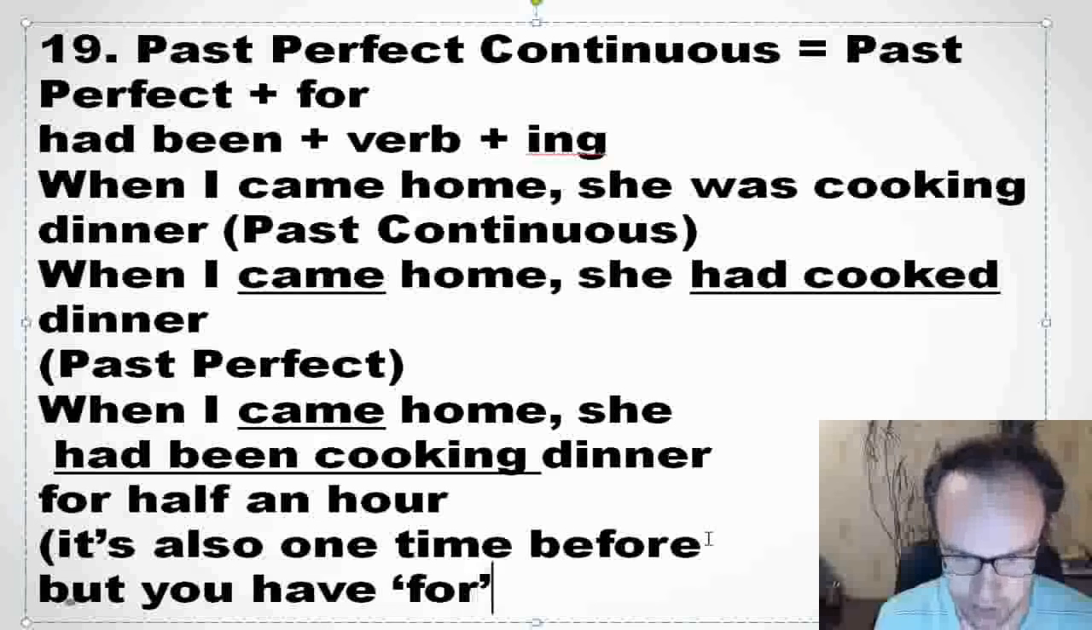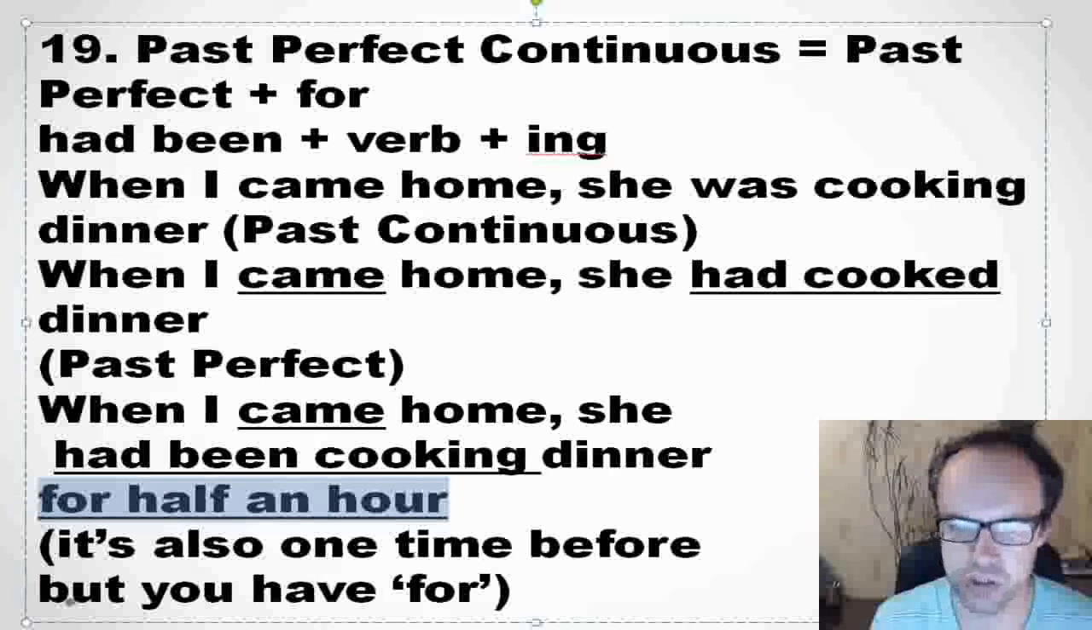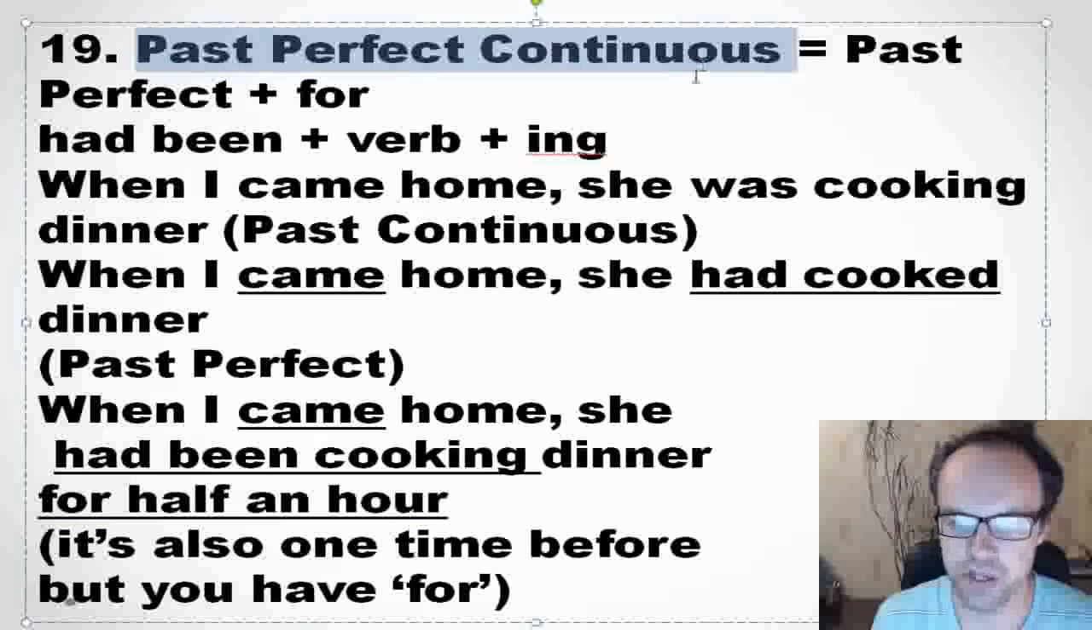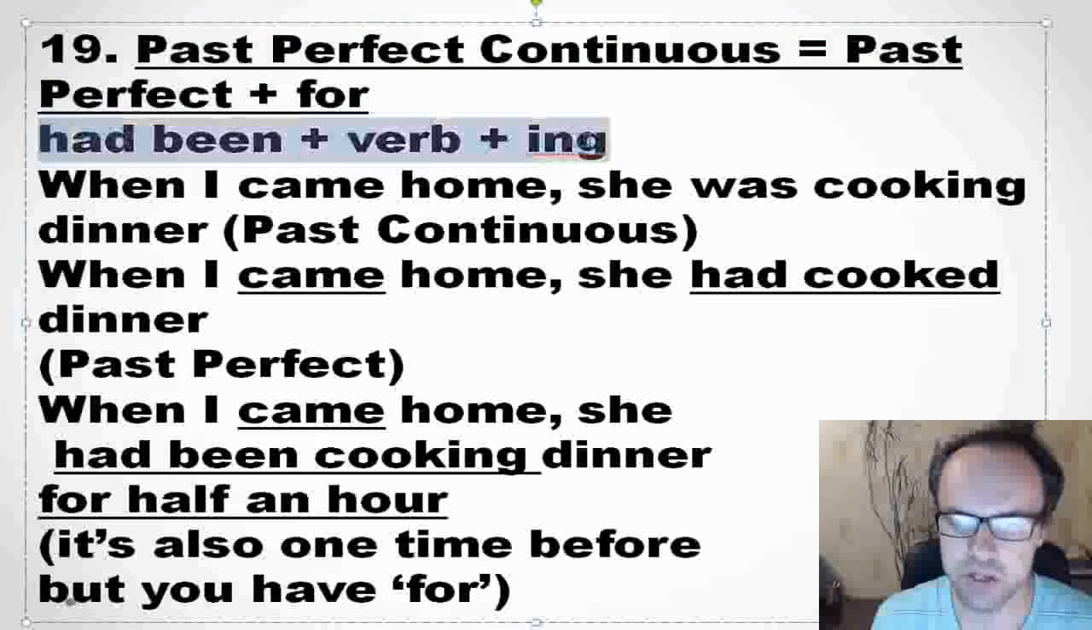Okay? But you have for. Look, for half an hour. So it's very important. When I came home, she had been cooking dinner for half an hour. Look, past perfect continuous: it's past perfect plus for, okay? So had been plus verb plus ing.